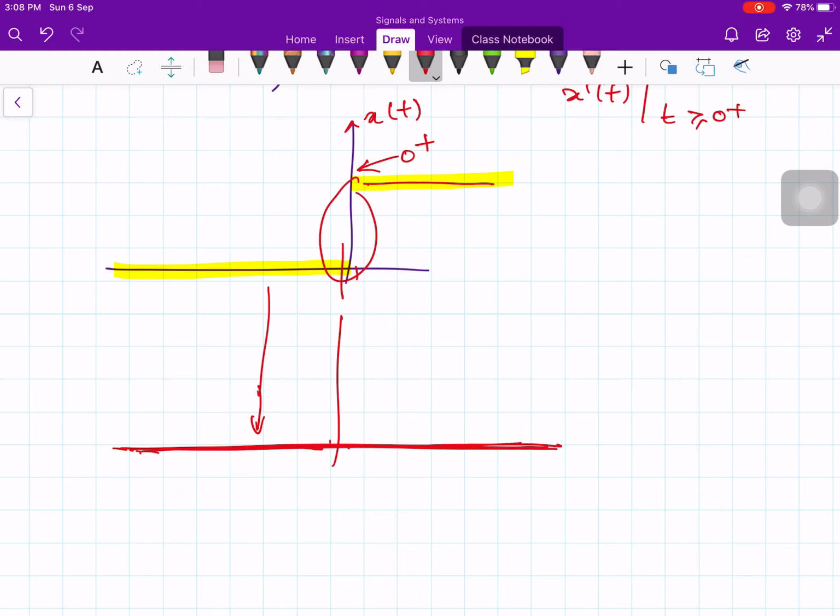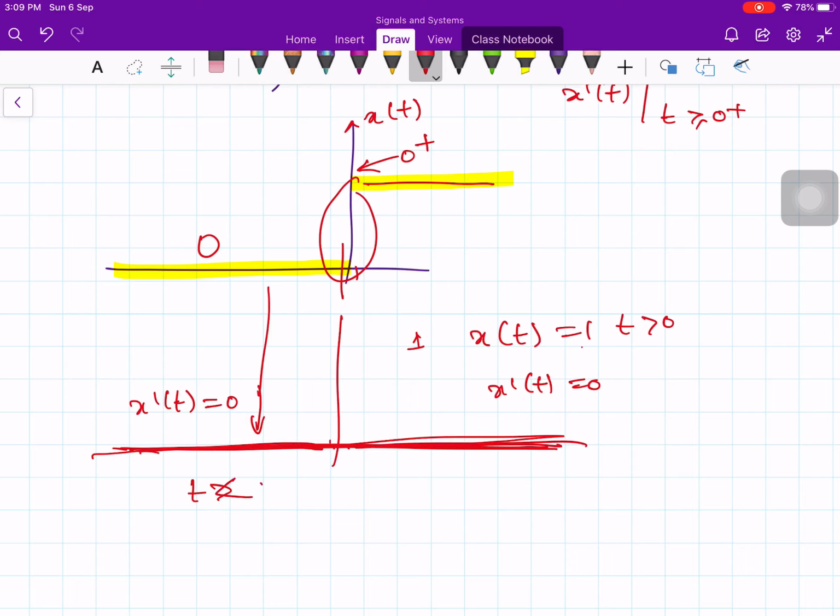For all negative values of time we assumed that the function is 0, therefore x dash of t is identically equal to 0. And for t greater than 0, that means t greater than or equal to 0 plus, x of t is equal to 1. If you differentiate, x dash of t is again 0. So when t is less than 0, x dash of t is equal to 0. When t is greater than 0 plus, x dash of t is again identically equal to 0.